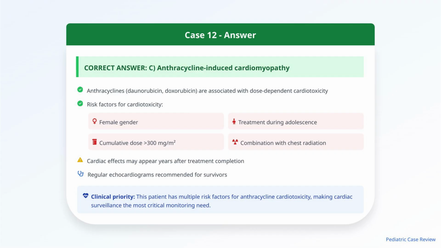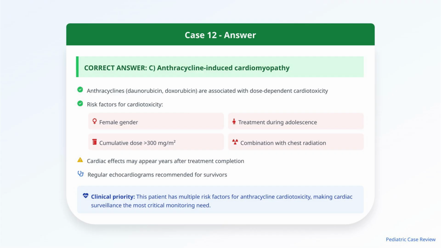Anthracycline-induced cardiomyopathy should be monitored most closely in this patient. Anthracyclines like daunorubicin and doxorubicin, which are commonly used in ALL treatment, are associated with dose-dependent cardiotoxicity. This 16-year-old female has several risk factors that increase her vulnerability to cardiac complications. These include female gender, which confers higher risk than male gender, and treatment during adolescence, which is associated with greater cardiac sensitivity to anthracycline damage compared to treatment during earlier childhood.